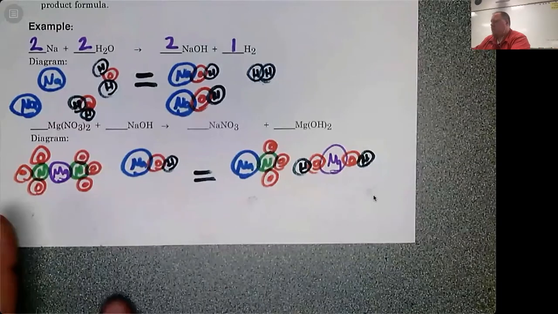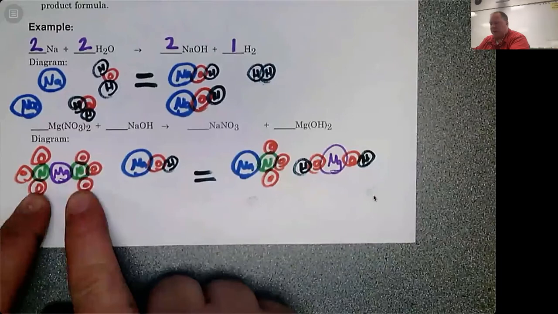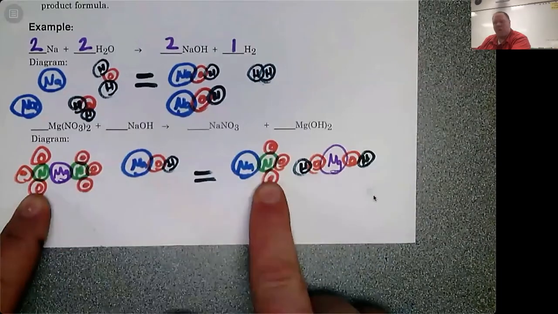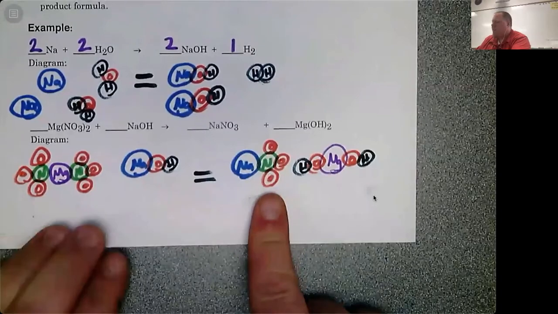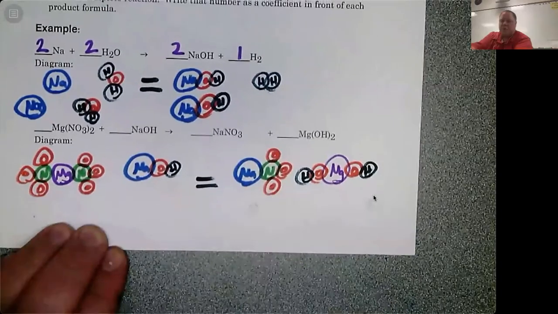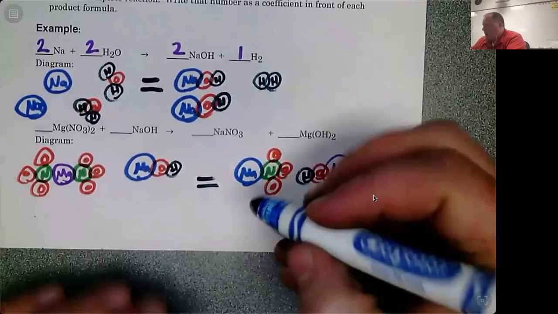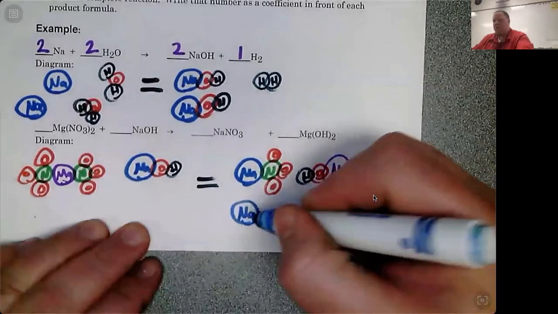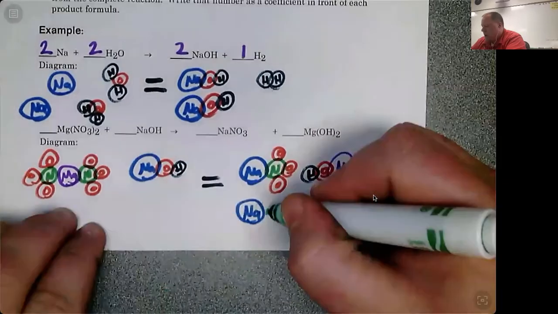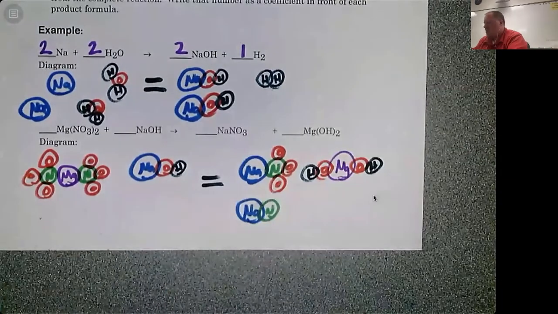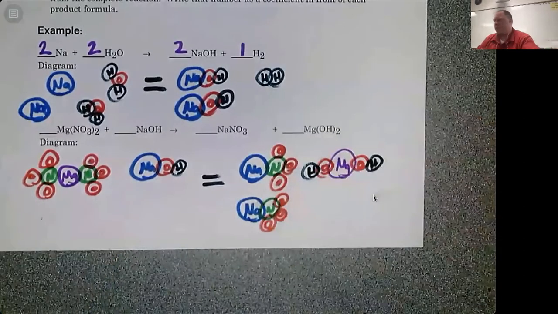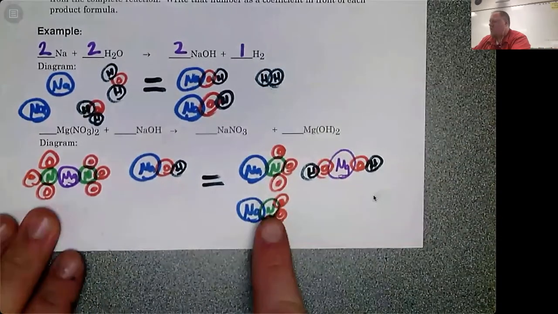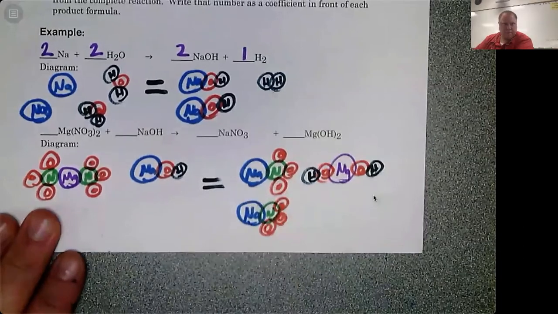So nitrogen. I've got 2 nitrogens over here on the reactant side, 1 nitrogen on the product side. So I need to add another nitrogen on the product side. So I'm going to add another one of those. Okay. Another Na, an N, O, O, O. Okay. So now I have 2 nitrogens and 2 nitrogens. Nitrogen is fixed. Okay, I got equal numbers of nitrogens on both sides.